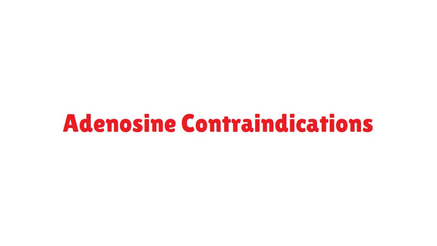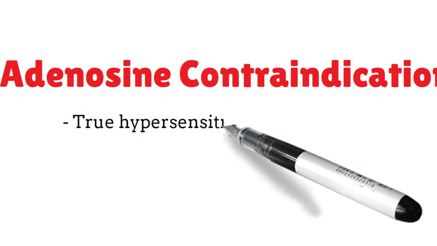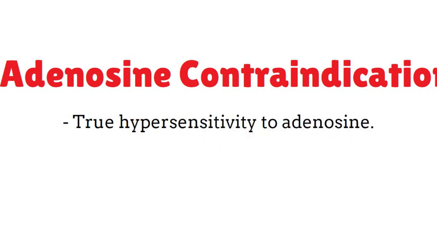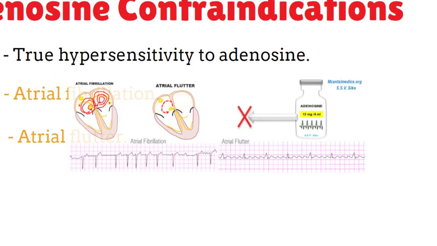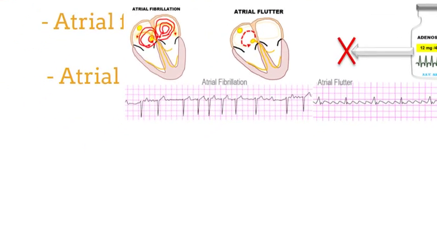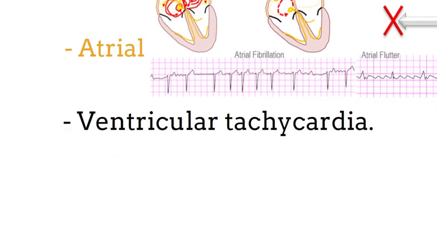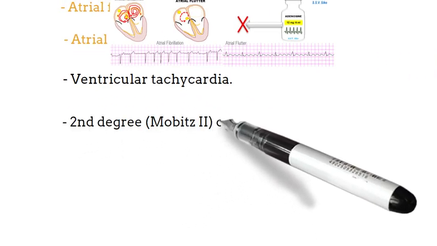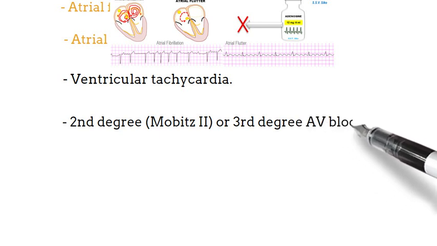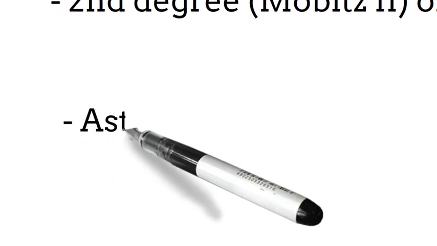The following are some of the contraindications of adenosine: a true hypersensitivity to adenosine, atrial fibrillation, atrial flutter, ventricular tachycardia, type 2 second-degree AV block, third-degree AV block, and asthmatic patients.